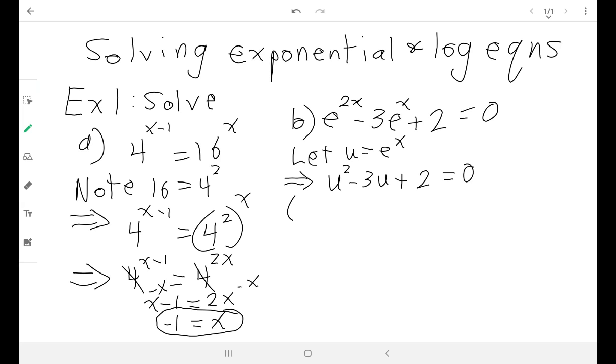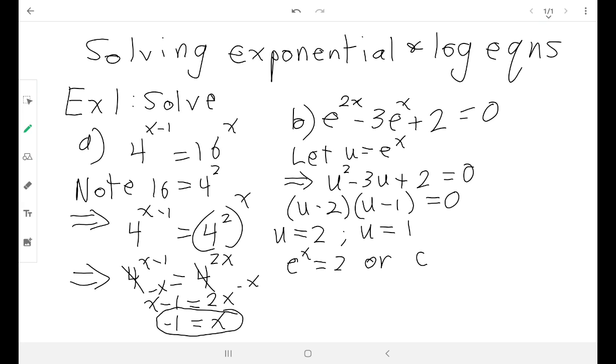And I can factor that into u minus 2 times u minus 1 equals 0, giving me either u minus 2 equals 0, which gives me u equals 2, or u minus 1 equals 0, which gives me u equals 1, which means that e to the x equals 2, or e to the x equals 1. And the way you solve these are two different problems. You take the natural log on both sides, and that's how you solve these.